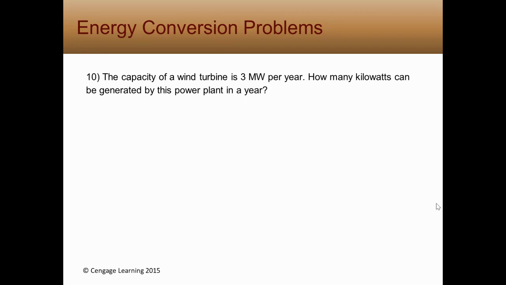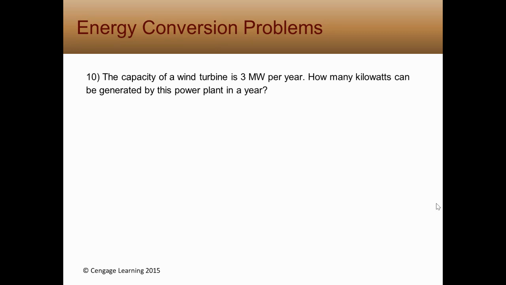Okay, and so when you learned factor label in chemistry, you were probably doing stoichiometry. We're applying this to energy, and this could easily show up in an FRQ. They haven't done it in maybe like 3 years, and you will have an FRQ on this next week, I believe, Monday. So let's work a few together, okay? So the capacity of a wind turbine is 3 megawatts per year. How many kilowatts can be generated in a year?